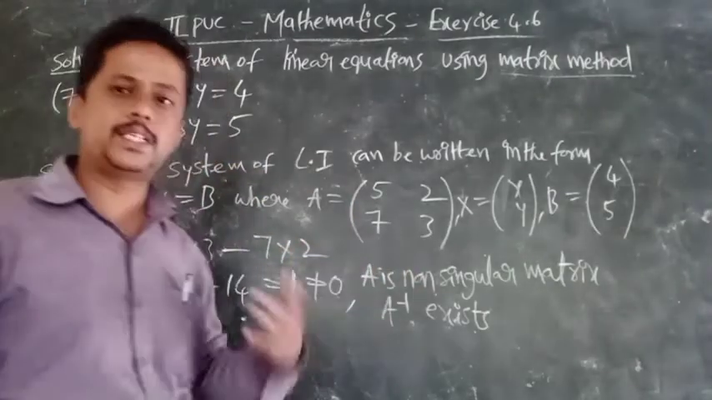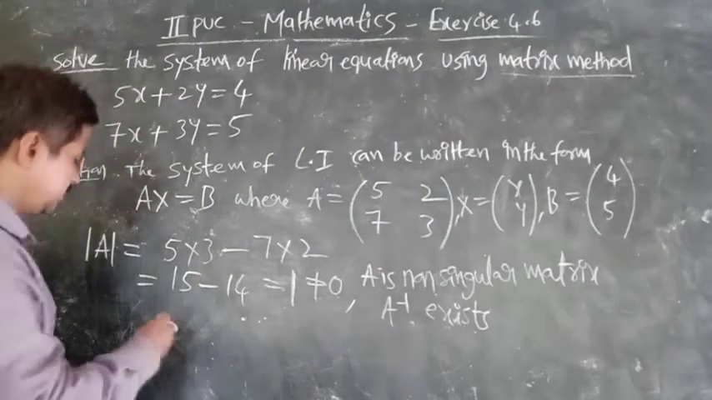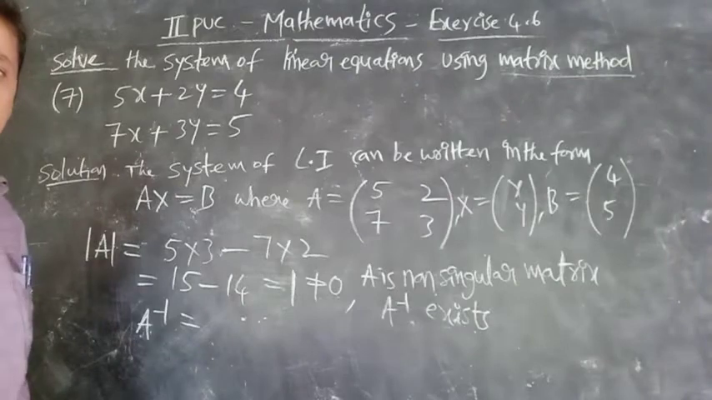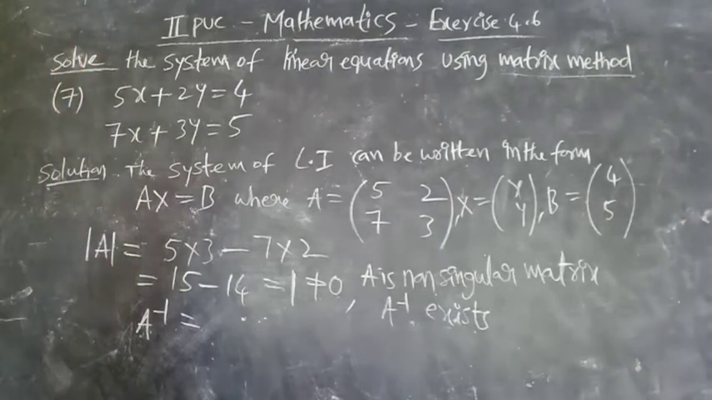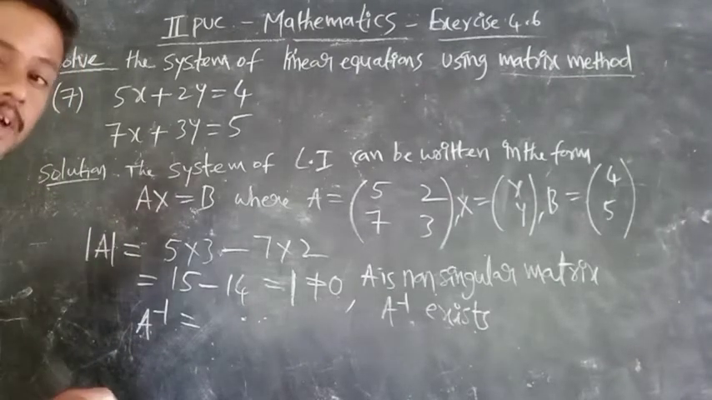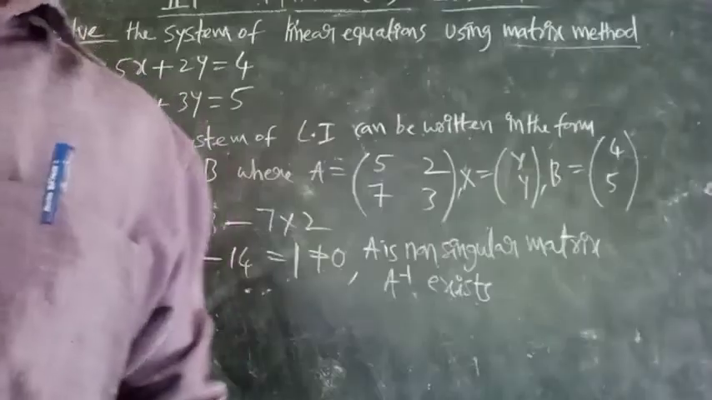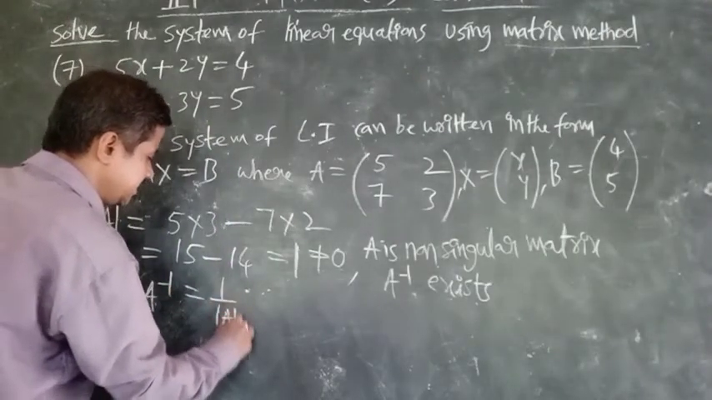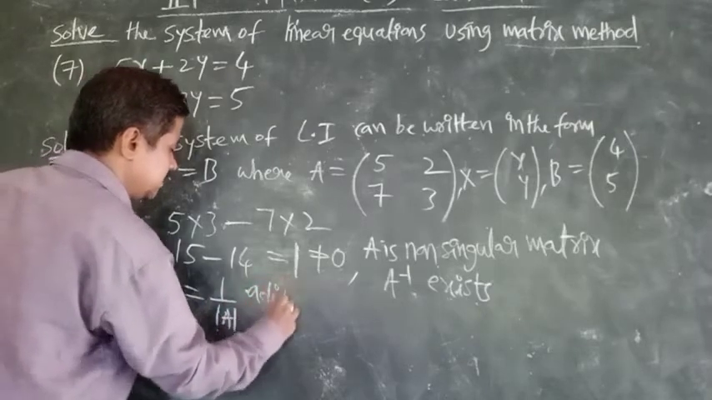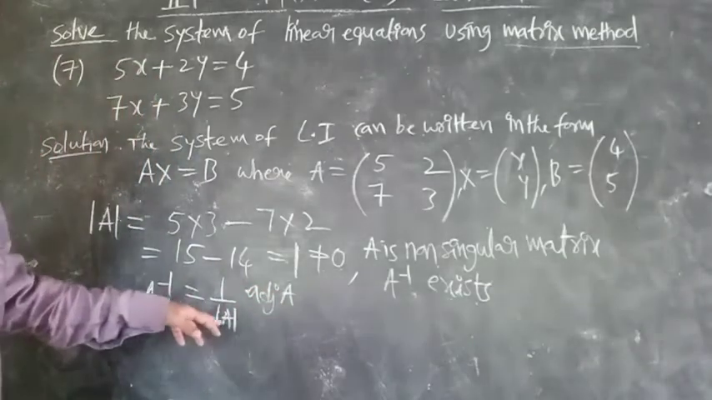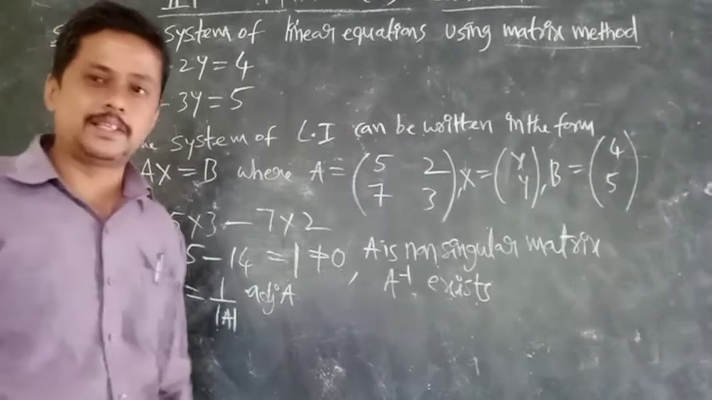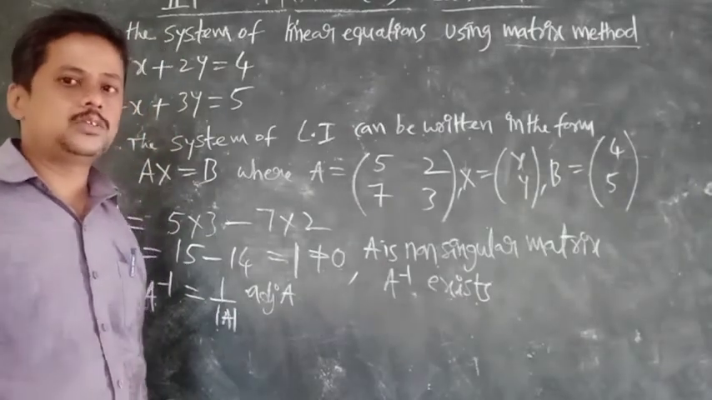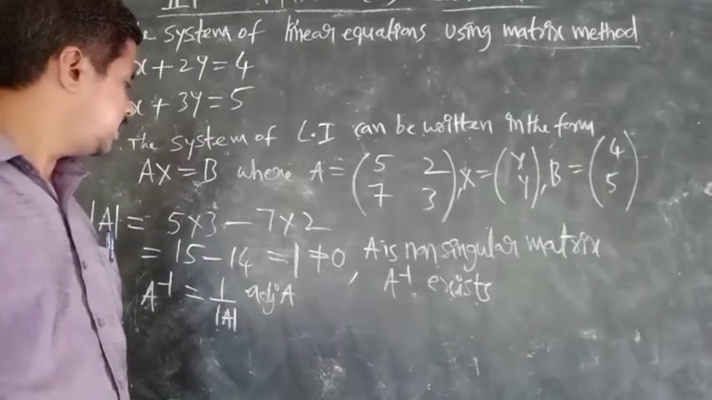Next step is to calculate A inverse. How to calculate A inverse, sir? There is one formula. A inverse is equal to 1 by det A into adjoint A. I have already told this; so many problems have been done like this. By using this we can easily calculate it.